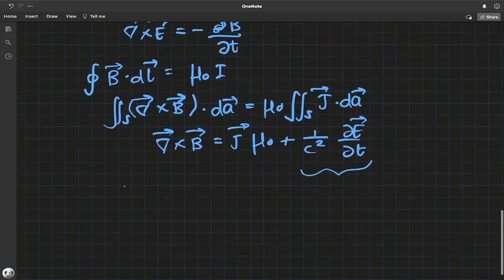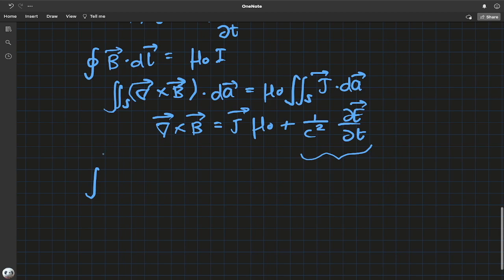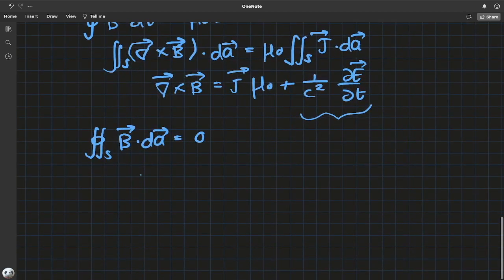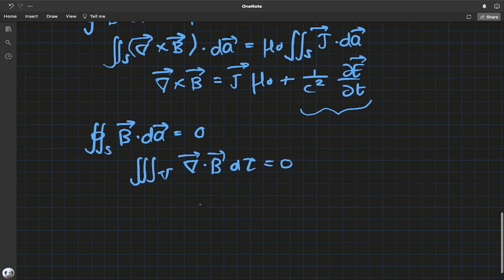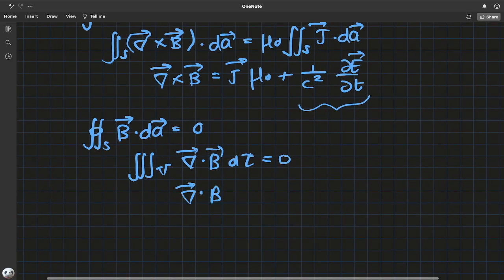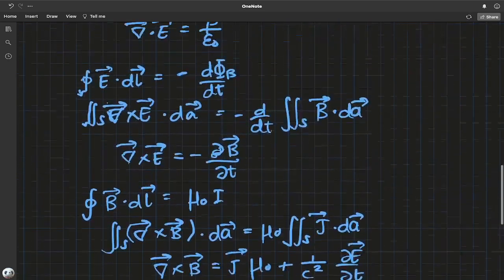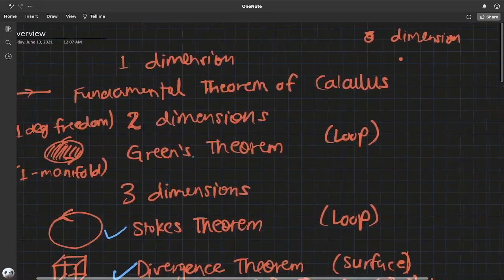And again, similarly, if you do that on your magnetic field, for example, if you have some closed surface integral of the magnetic field, that was 0. So the triple integral of the divergence of B d tau was still 0, so the divergence of B is 0. So yes, you see how helpful this was.